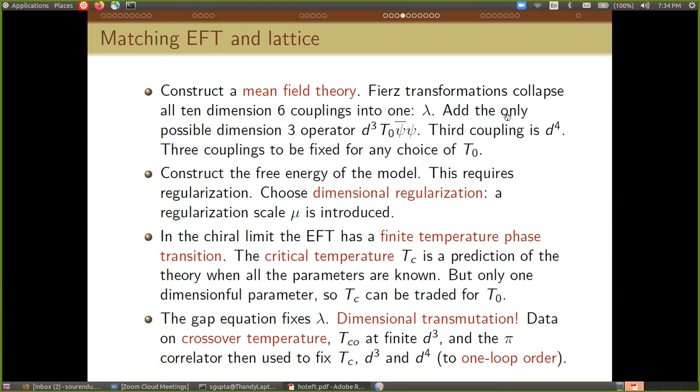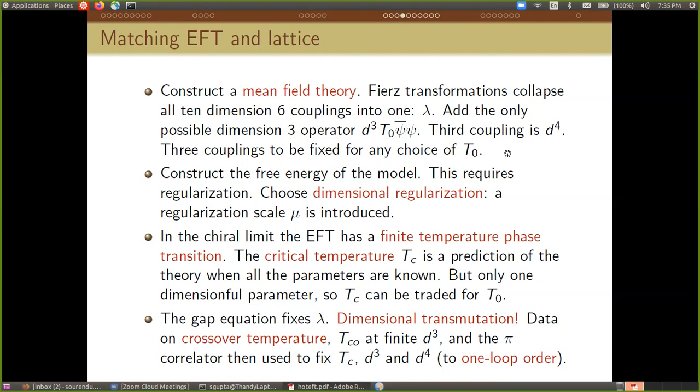Now, if you add a dimension 3 term, which is what a mass term would look like, then that's something like this. Again, I could have written mass times psi bar psi, but instead, in the same spirit of writing dimensionless low energy constants, I'm writing the mass as D3 times D0. Of course you've already seen the D4 coupling. So there are three couplings: lambda, D3, D4, all dimensionless couplings. These are the couplings which I have to fix in mean field theory for any choice of T0.